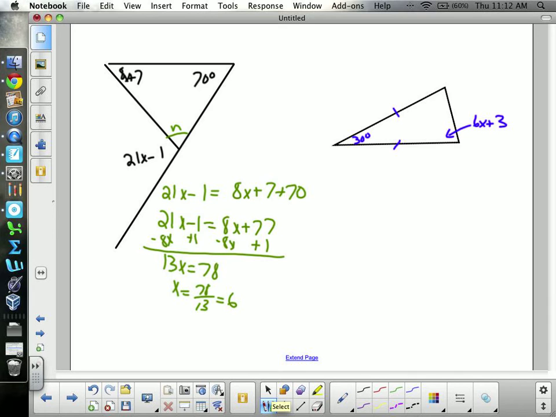Well, I can't just say 6x plus 3 equals 30, because 30 is a vertex angle and this is a base angle. But I can figure things out pretty quickly if I'm thinking a little bit. If this is 30, how many degrees are left in that triangle? 150. And since this is isosceles, the base angles have to be congruent, making each one 75. So 6x plus 3 has to be 75. So 6x equals 72, so x is 12.